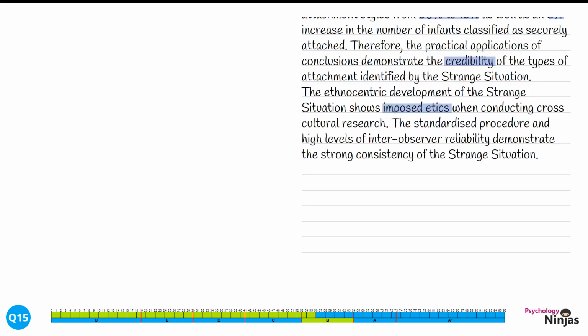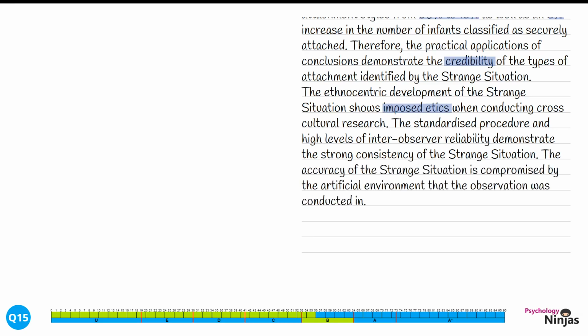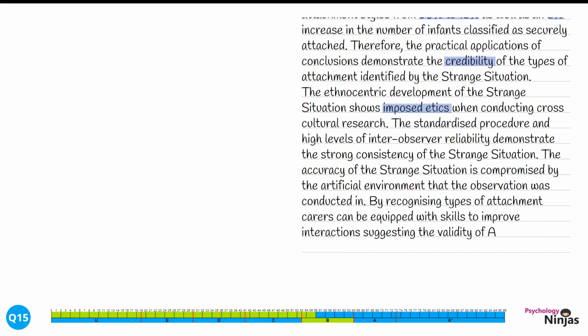The standardised procedure and high levels of inter-observer reliability demonstrate the strong consistency of the strange situation. The accuracy of the strange situation is compromised by the artificial environment that the observation was conducted in. And finally, by recognising types of attachment, carers can be equipped with skills to improve interactions, suggesting the validity of Ainsworth's research.